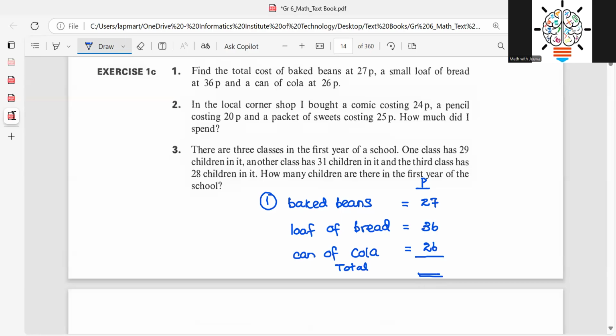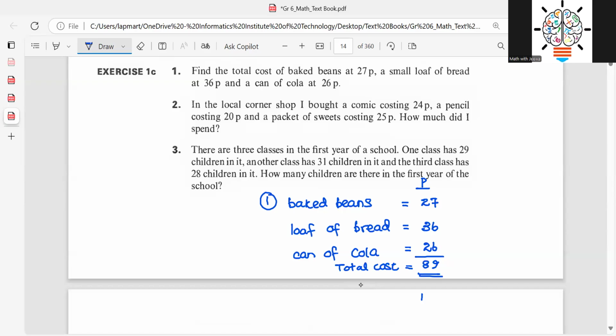So then how do you add this? You start from the right side corner. So then it is 6 plus 6, 12. 12 plus 7, 19. One remainder. Then 2 plus 3, 5. 5 plus 2, 7. 7 plus 1, 8. 89 pounds.